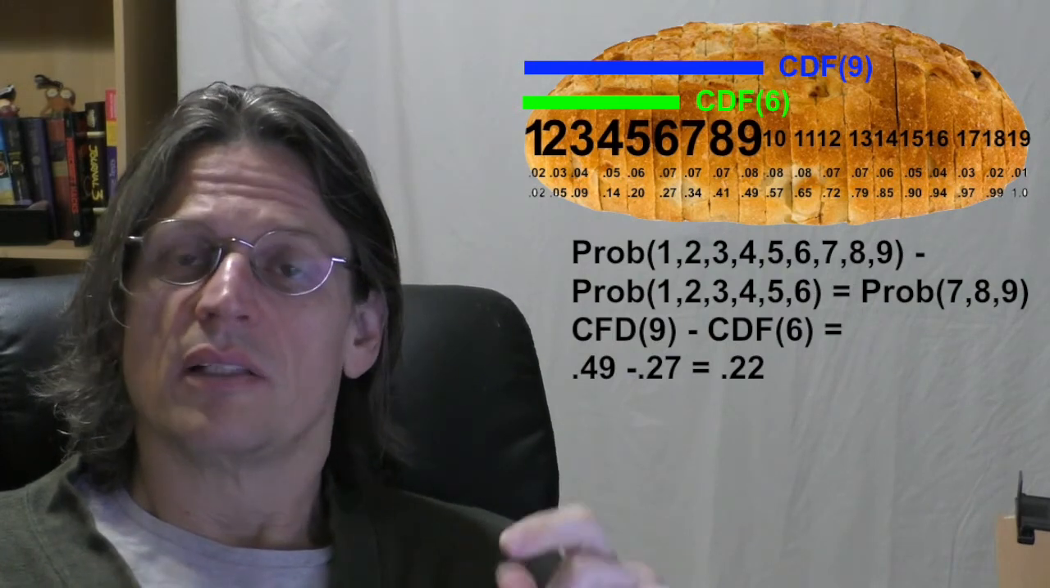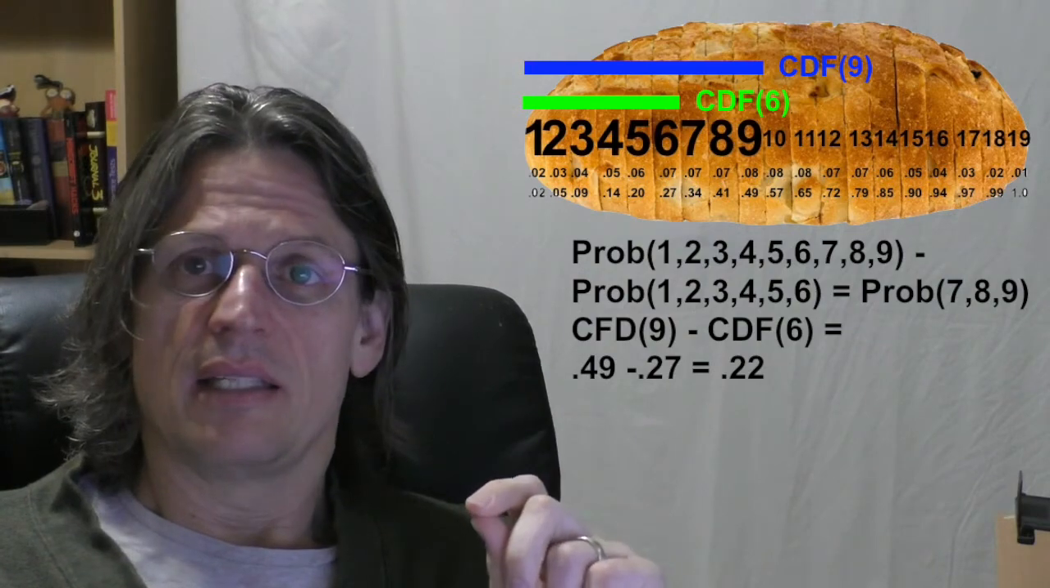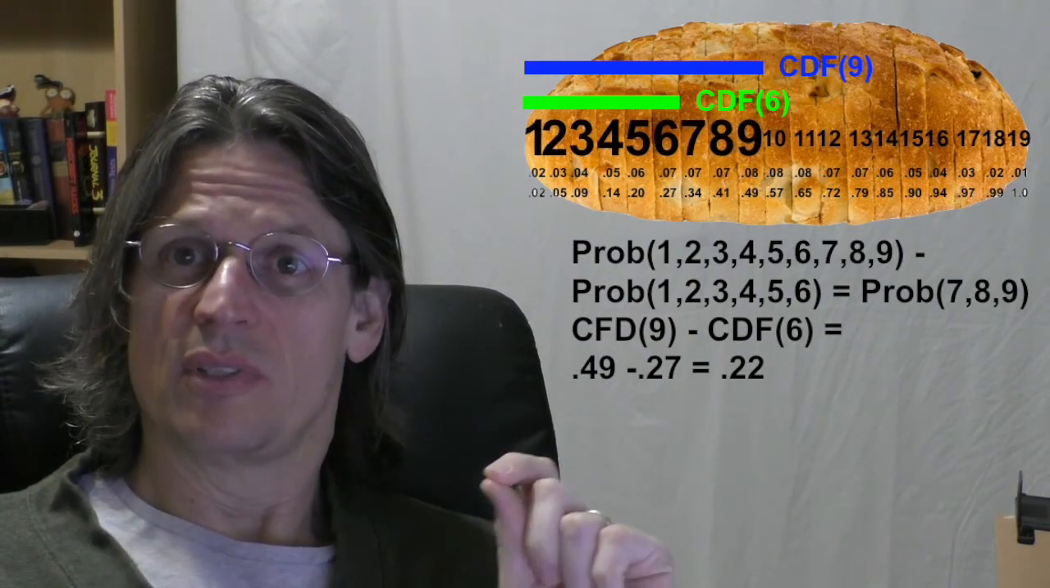Okay? But the question is, if you want between 7 and 9, your instinct is to put 7 and 9 in the formula. But the correct things to put in the formula are 6 and 9. That's the biggest mistake people make. So if you say, why doesn't my answer match with your answer? The first thing I'm going to say is, where'd you slice your bread?